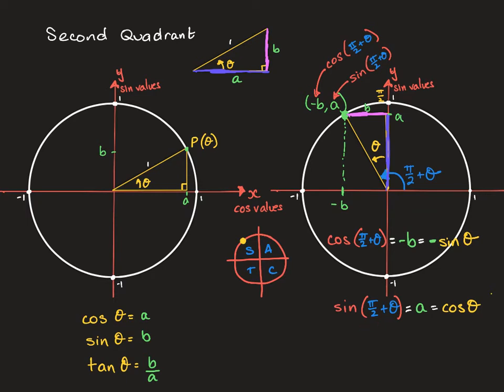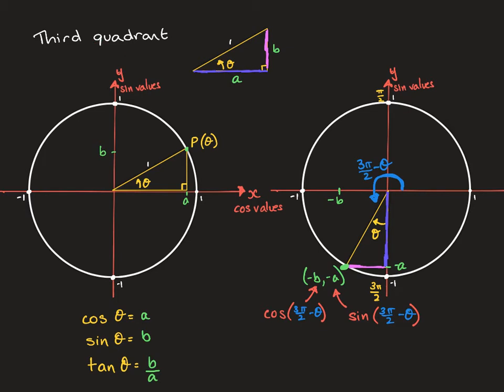Let's have a quick look at tan. So tan of pi on 2 plus theta is equal to sine of pi on 2 plus theta over cos of pi on 2 plus theta. Our sine of pi on 2 plus theta is a, and our cos of pi on 2 plus theta is minus b. So again, we've got this reciprocal relationship between tan of the complementary angle, well, it's not really complementary, and tan of the original function. And we've also got a negative value here for tan, and in the second quadrant, you expect that tan will be negative.